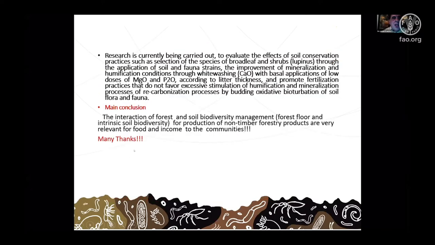Also, we are researching now to evaluate the effect of soil conservation practices such as selection of broadleaf species and shrubs, especially lupinus, through the application of soil and fauna strains. The improvement of mineralization and humification conditions through weed patching, calcium application, with basal application of low doses of magnesium and phosphorus, and promoting fertilization practices that do not excessively stimulate humification and mineralization processes of recarbonization, by building oxidative bioturbation of soils by flora and fauna.